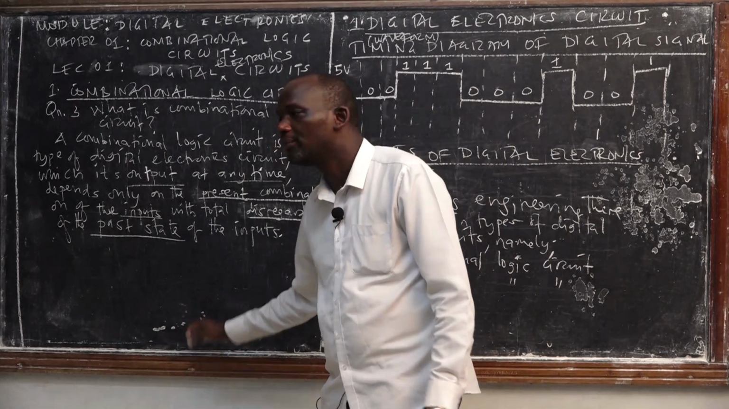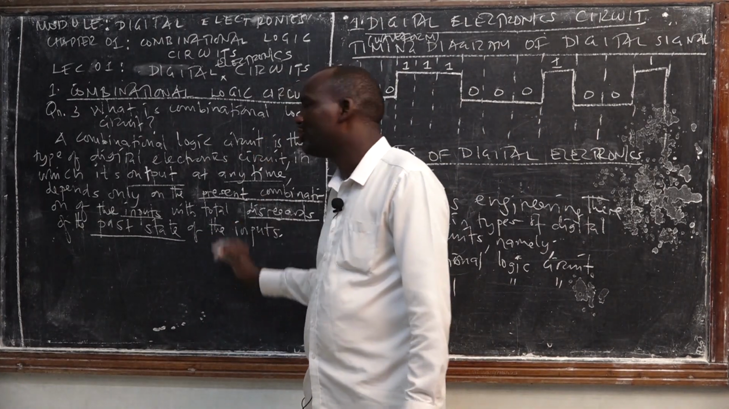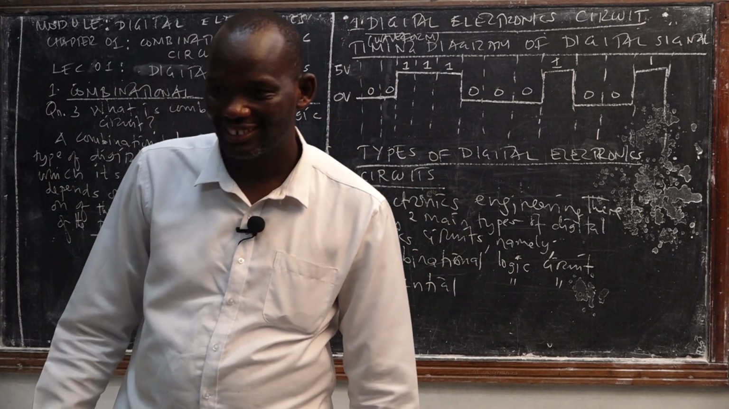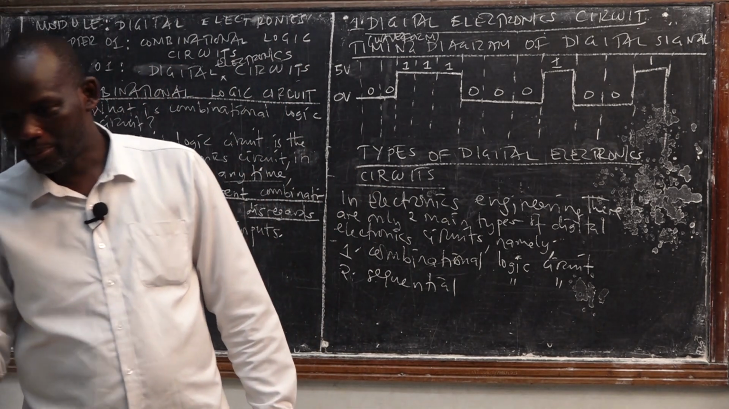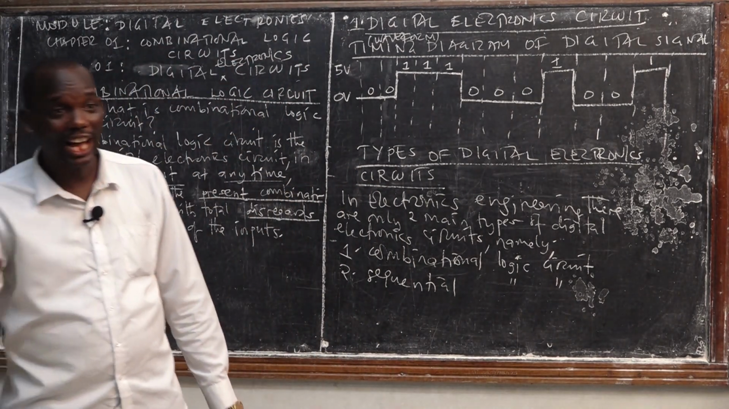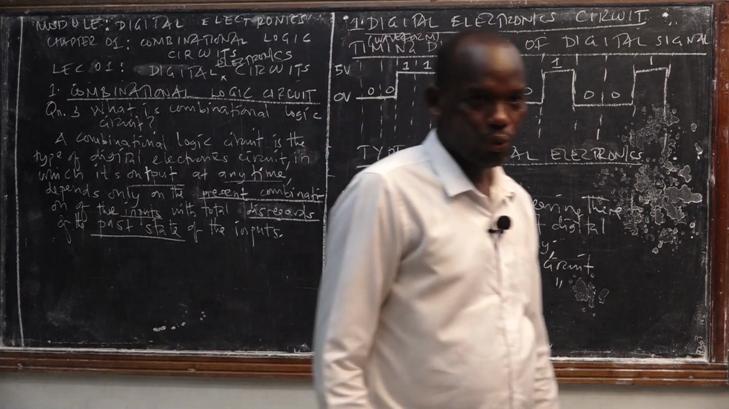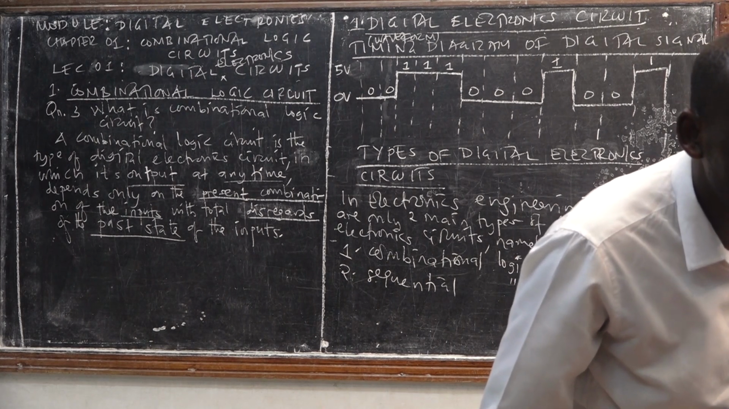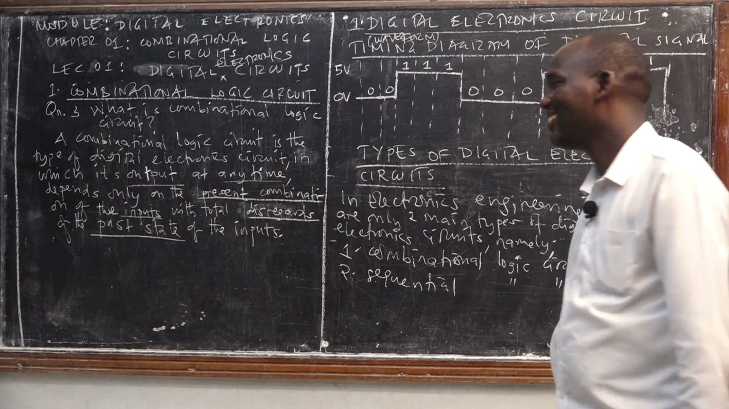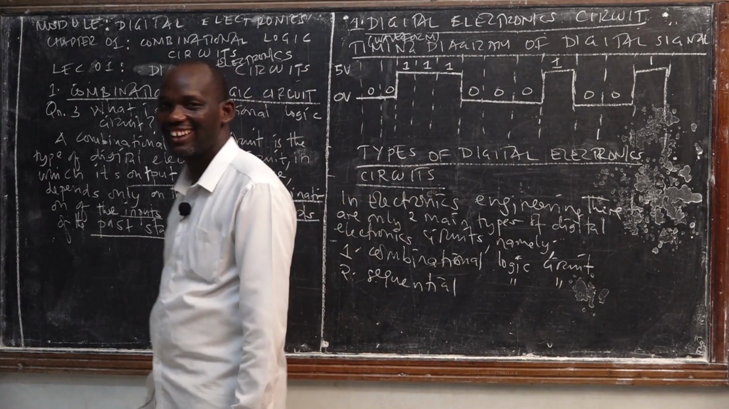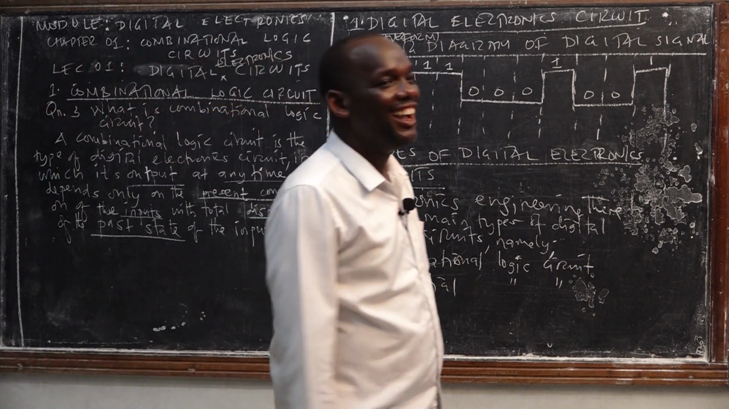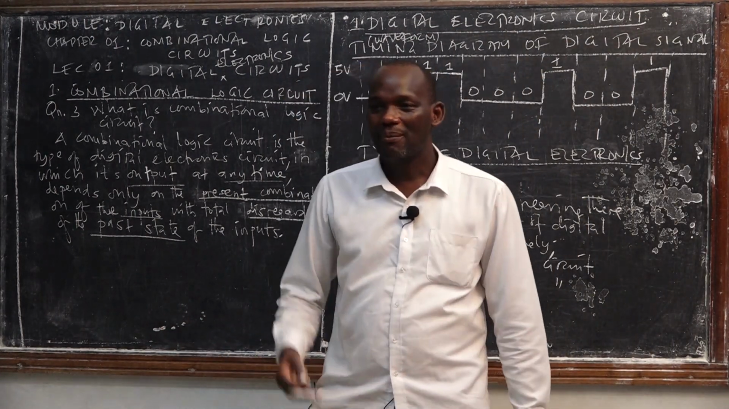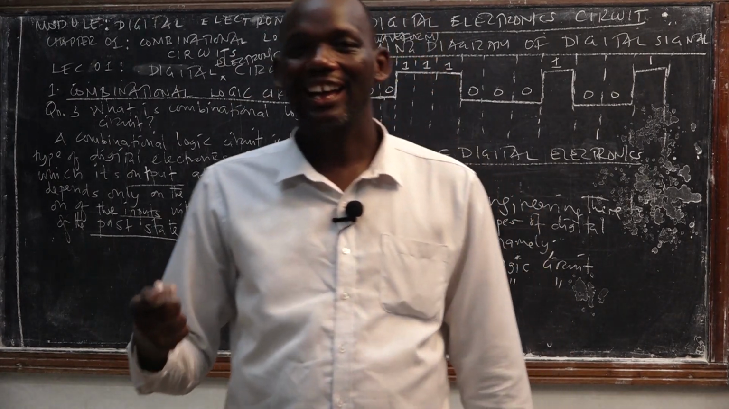Simply, if you want to understand combinational logic circuits, you just have to remember one thing about tenses. Do you know that we have different types of tense? Mainly we have three: past tense, present tense, and future tense.